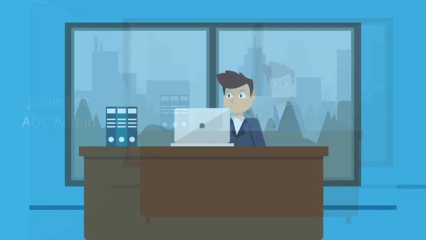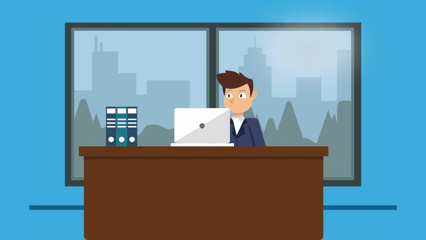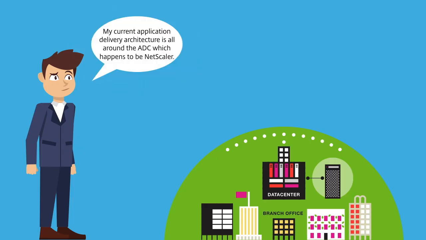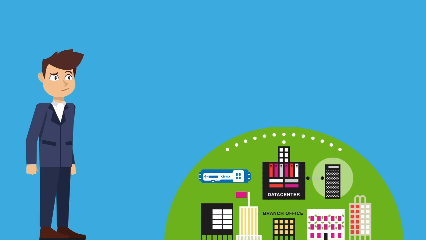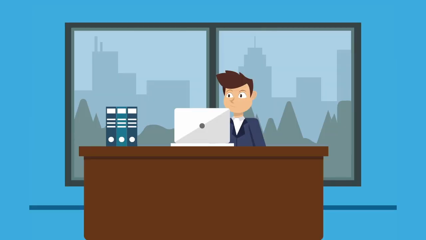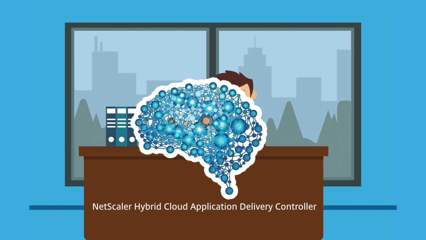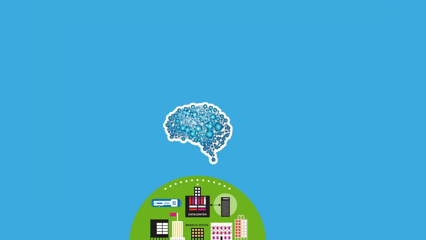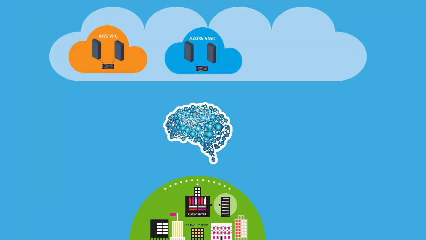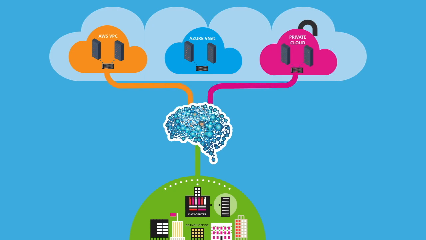James has the task to deliver all core enterprise apps from the cloud without being locked down to a single vendor, but he isn't sure how to do that. His current application delivery architecture is all around the ADC, which happens to be NetScaler. He decides to explore the Citrix Hybrid Cloud Application Delivery Solution, which acts like a central brain and can deliver applications hosted in a combination of on-prem, public, and private cloud environments.